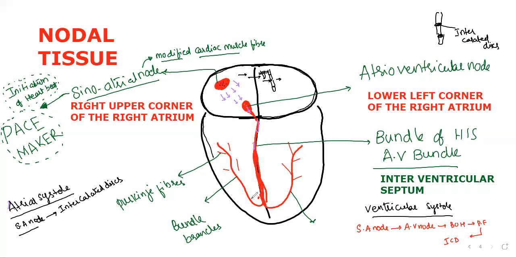Okay, I'll explain this later, but just to understand how a particular mechanism is running here. How does a particular issue run here? That is very important here. Nodal tissue. Nodal tissue. That means, as we are seeing, the SA node, sinoatrial node.